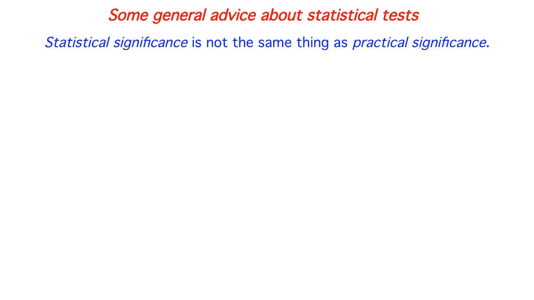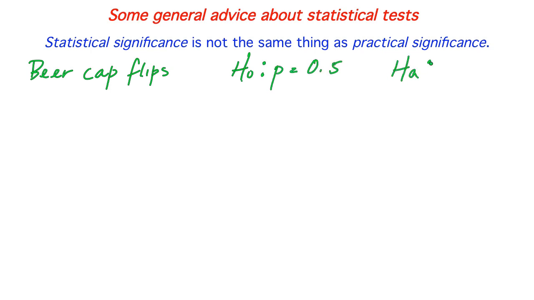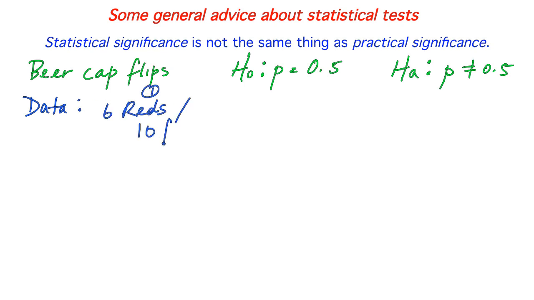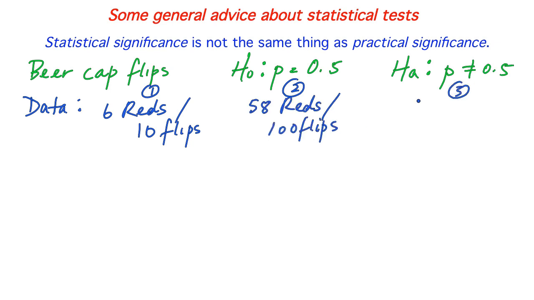To illustrate this, let's look again at the example of flipping a beer cap. We're interested in whether or not the beer cap comes up 50% reds. Imagine these three sets of data. We got 6 reds in 10 flips, that's our first set. In our second set, we got 58 reds in 100 flips. And our third set of data, what we actually got, 576 reds in 1,000 flips.